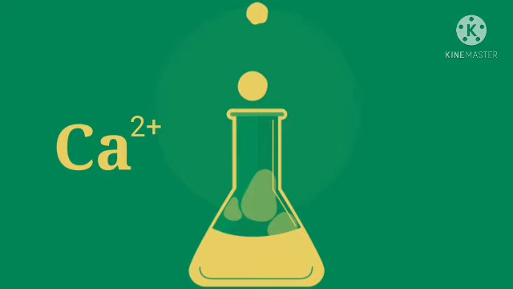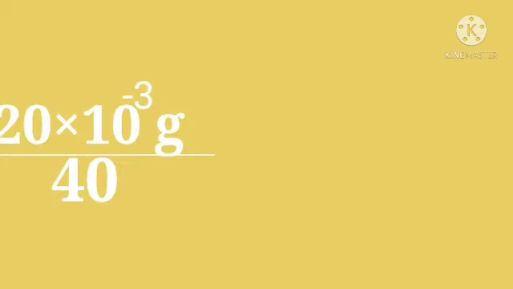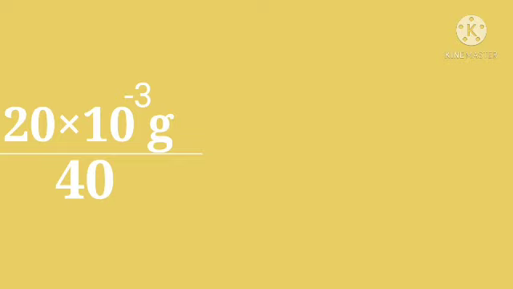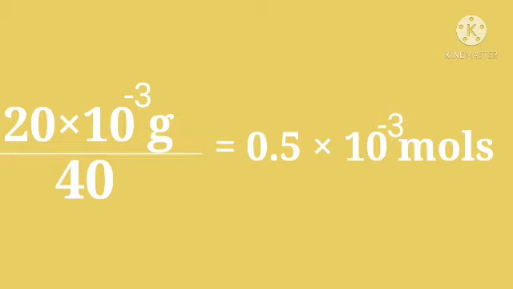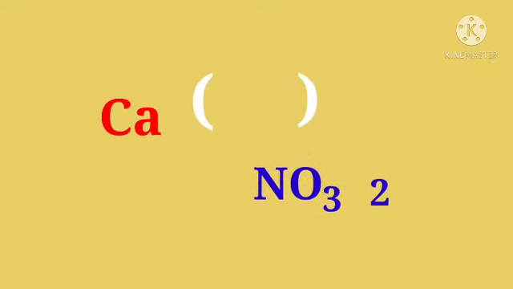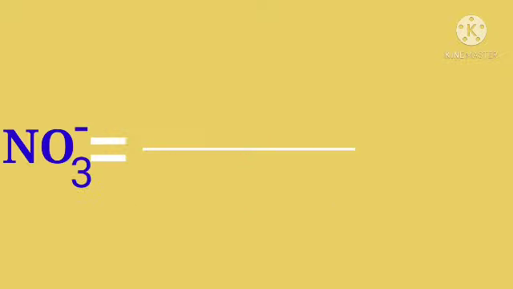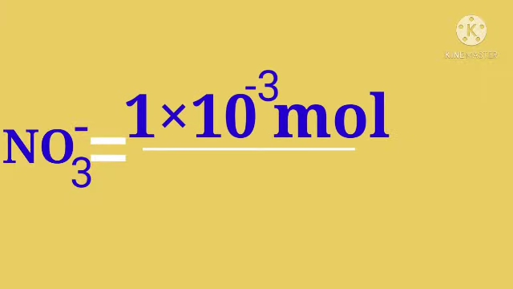So let's find the moles of the Ca2+ ion. The formula of the mole is the weight over the atomic weight. The weight is 20 mg and the atomic weight is 40. So the mole of Ca2+ is 0.5 millimole. The mole ratio between Ca2+ ion and NO3- ion is 1:2. So if the moles of the calcium 2+ ion is 0.5, then the moles of NO3- is 1. So now we have the moles of NO3-.